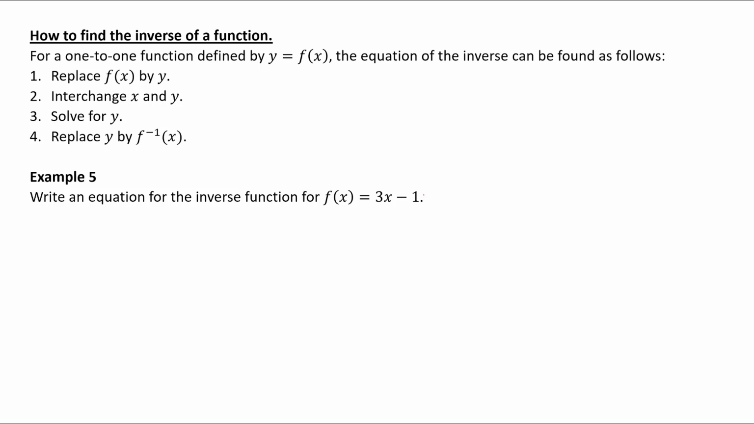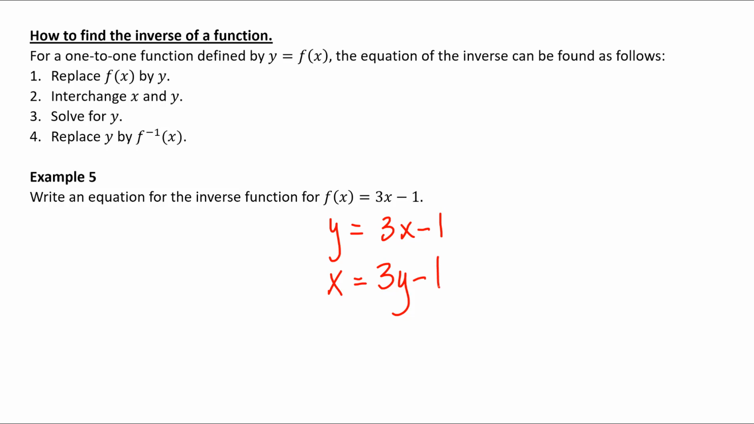All right, we're going to look at this function, f of x equals 3x minus 1, and we're going to find the inverse of that function. So we're going to replace f of x with y. So we'll just call it y equals 3x minus 1. And now we're going to interchange x and y. So wherever I see a y, I'm going to put an x. And wherever I see an x, I'm going to put a y.